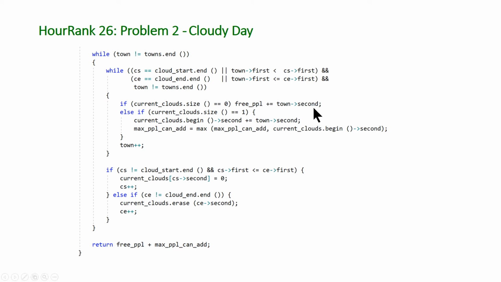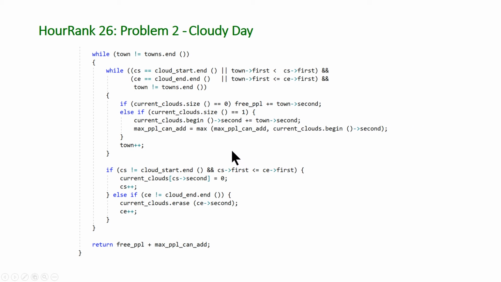We just add the population of our town, arrow operator second, we do a plus equals to free people. Else, if the current cloud's dot size is equal to 1, then that's where we have to add the population of the town to the value of our cloud that is being stored in our map. Because we know that the size is equal to 1, we don't have to loop here. We can just look at the only cloud in our map. So we do the plus equals to the value, and this is the line where we are setting our max people can add. So we're setting that equal to the maximum of its current value and the value that we just did the plus equals to.